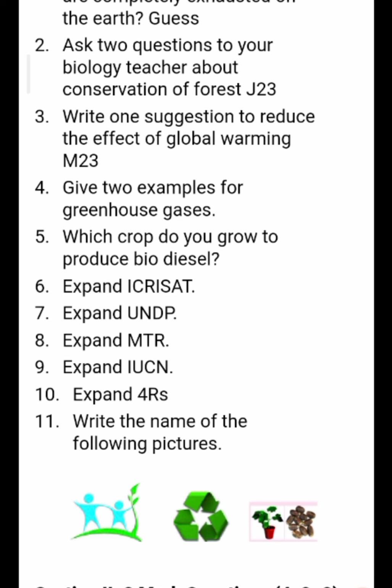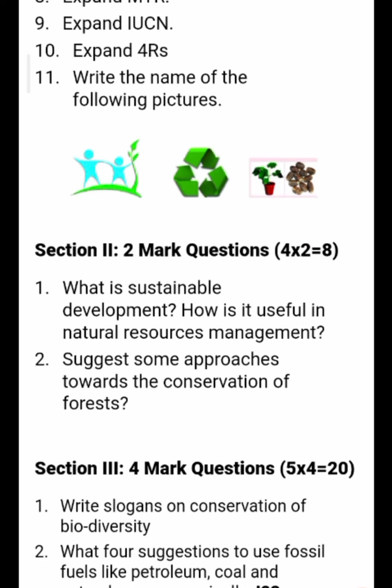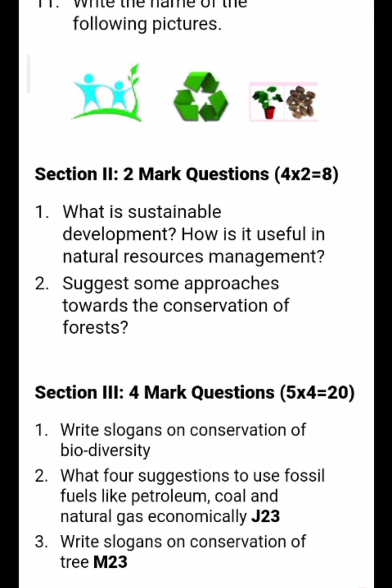Which crop do you grow to produce biodiesel? Expand ICRISAT. Expand UNDP. Expand MTR. Expand IUCN. Expand 4Rs. Write the names of the following pictures. Next, 2 marks questions. What is sustainable development?